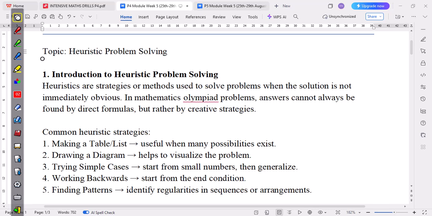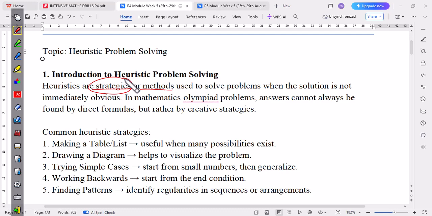So these heuristics are strategies or methods. This is not about a chapter of math, or one subchapter of math. This is about the strategies or methods used to solve problems when the solution is not immediately obvious. In mathematics Olympiad problems, answers cannot always be found by directly using formulas.